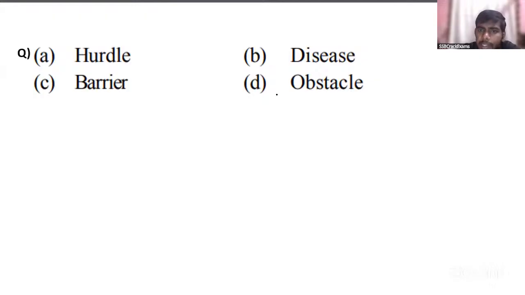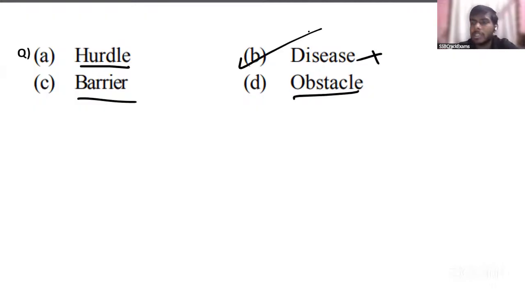Hurdle, disease, barrier, obstacle. What does hurdle mean? Obstacle. Barrier means obstacle. Obstacle means obstacle. This is totally different. That will be my answer. What is hurdle or obstacle?